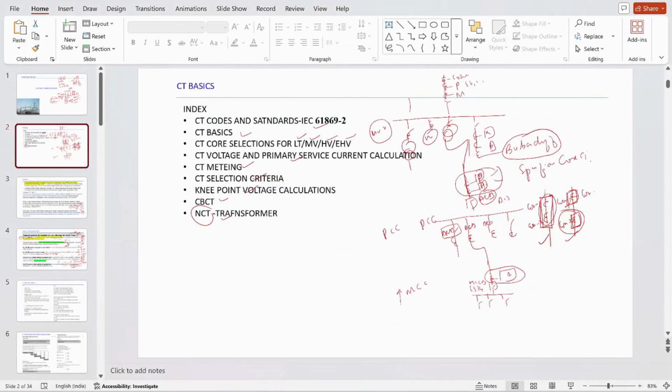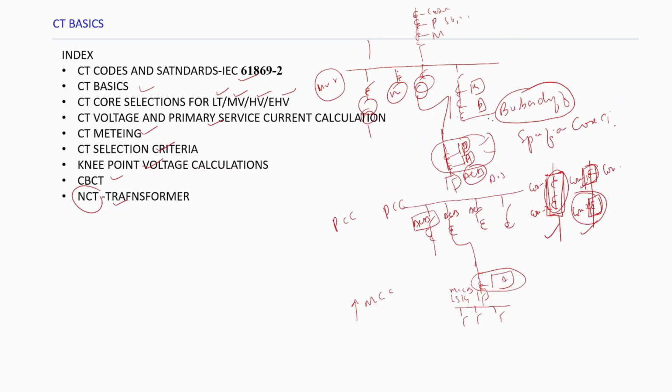Which one do you prefer to use, normally, two separate CTs? If you have an economical setup, this is okay. Failure means the failure occurs anyway, and this CT is also working very well.